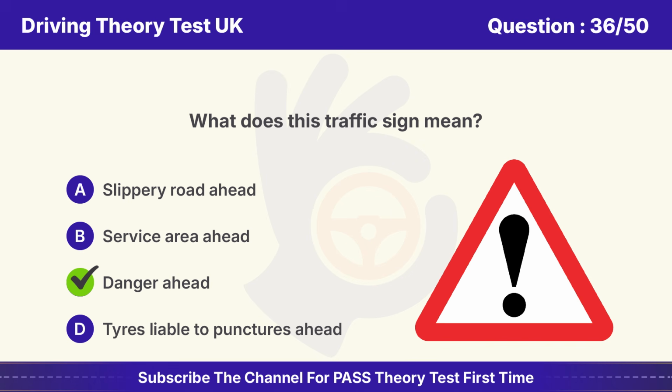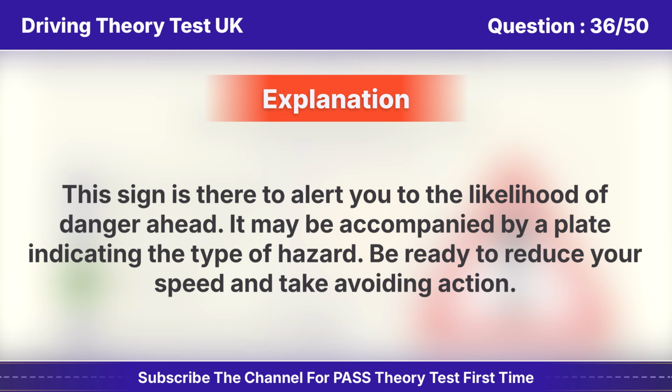Answer is C. Danger ahead. This sign is there to alert you to the likelihood of danger ahead. It may be accompanied by a plate indicating the type of hazard. Be ready to reduce your speed and take avoiding action.